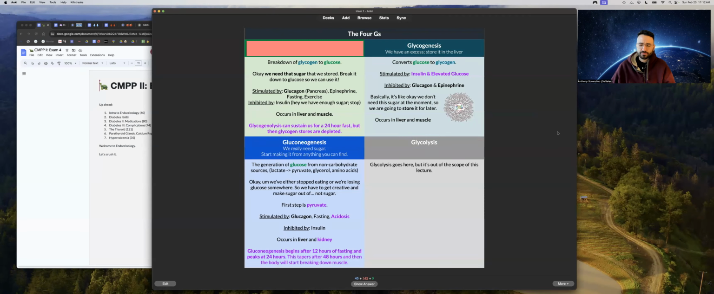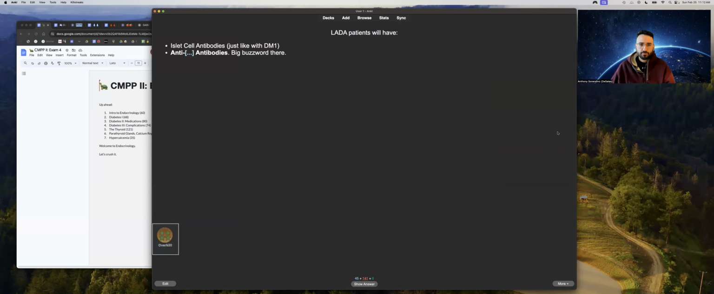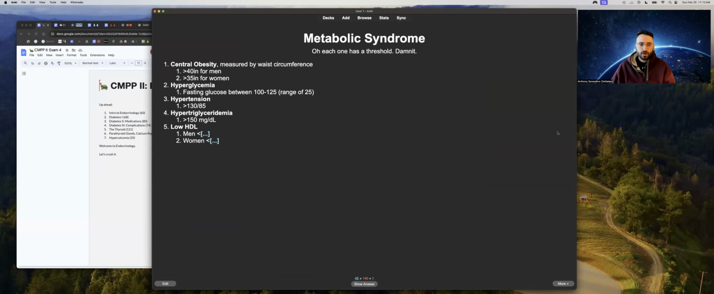Glycogenesis. This is going to be glycogenolysis. Genetic features of both DM1 and DM2. A lot of patients will have anti-GAD. All right. More arbitrary numbers. Metabolic syndrome, low HDL. I don't know.